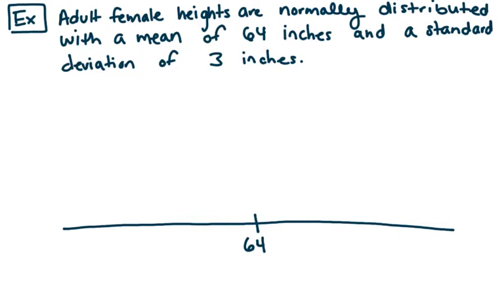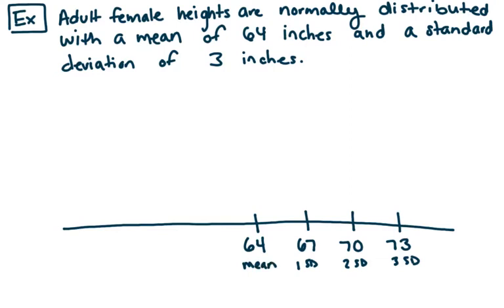Typically with normal distributions, we really don't go much further than 3 standard deviations out on both sides. So I'm going to add 3 for my next marks. This is 67. Then I'm going to go 3 more, 70, 73. And so this is 1 standard deviation, 2 standard deviations, 3 standard deviations, and then this is the mean.